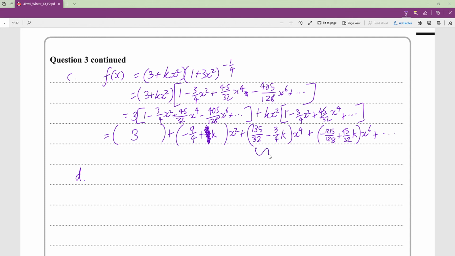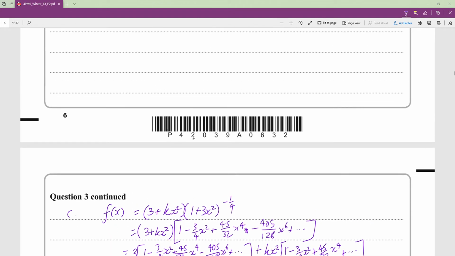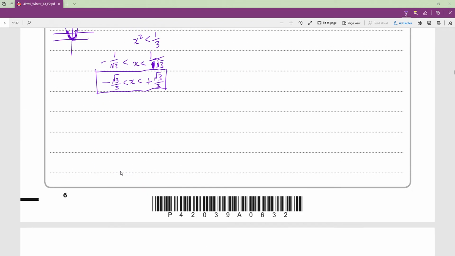If this is equal to 0, then 135 divided by 32 minus 3 over 4k must be equal to 0, or 135 over 32 equals 3 over 4k. Multiply both sides by 4, we get 135 over 8 is 3k. And finally, dividing both sides by 3, we get 45 over 8 is equal to k. So k is 45 over 8. Excellent. So that is this question done.